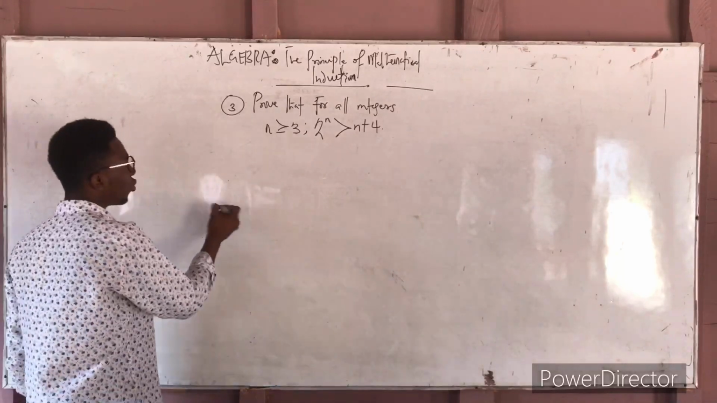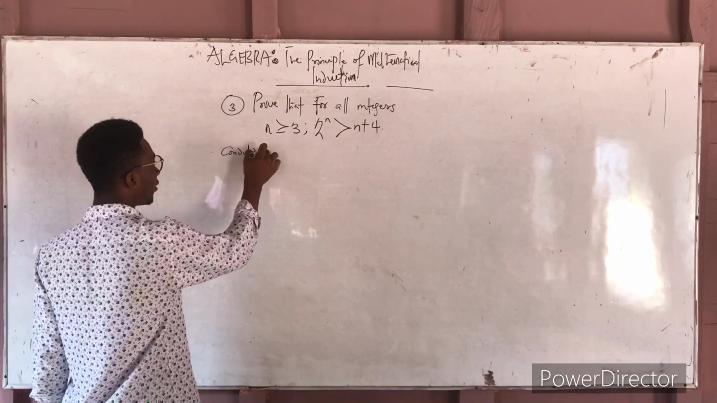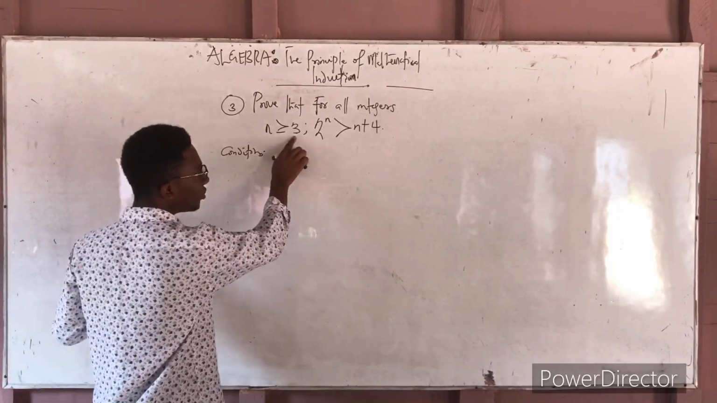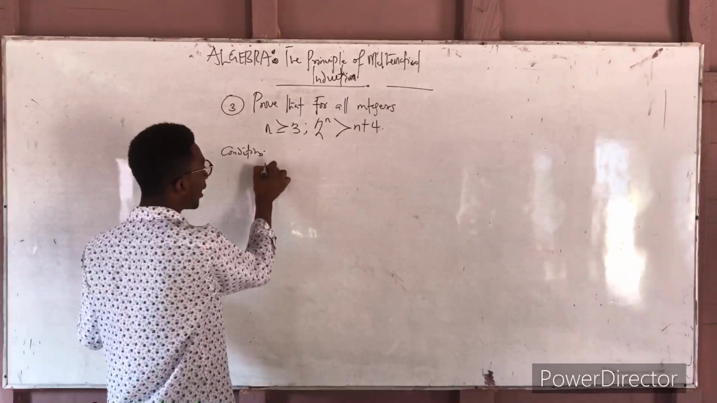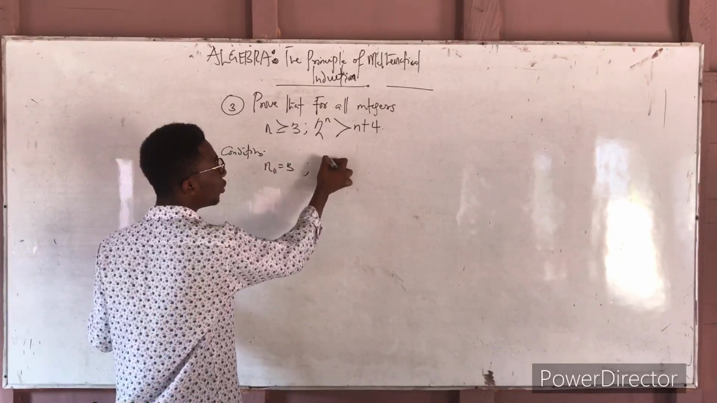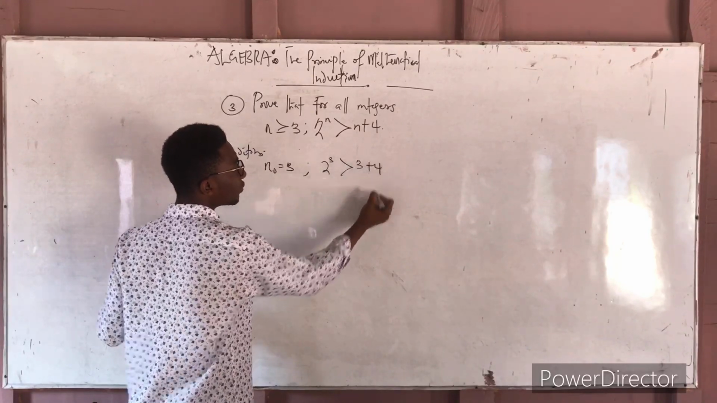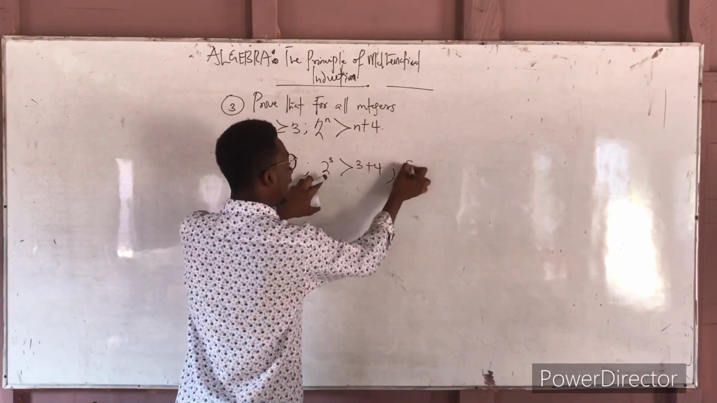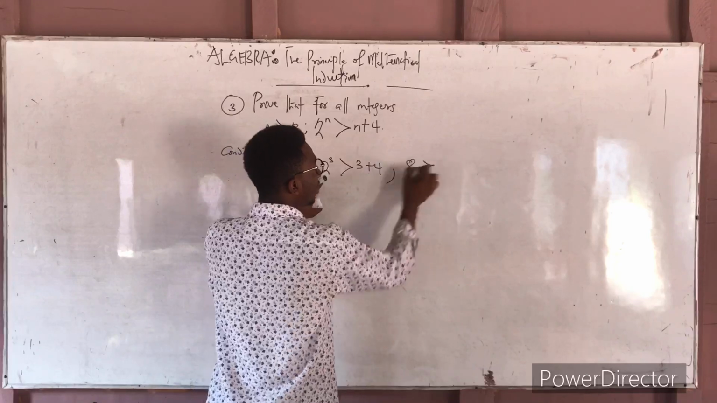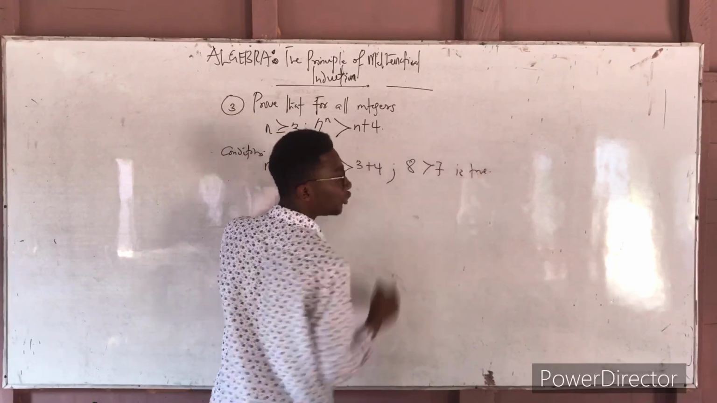So now, going through the conditions. The first condition says that we should take the first value. So now, if you take n equal to 3, what do we get? You get 2 raised to the power 3 should be greater than 3 plus 4. And if you do this, you are getting 8, which is actually greater than 3 plus 4, which is 7. So that means the first condition is true.